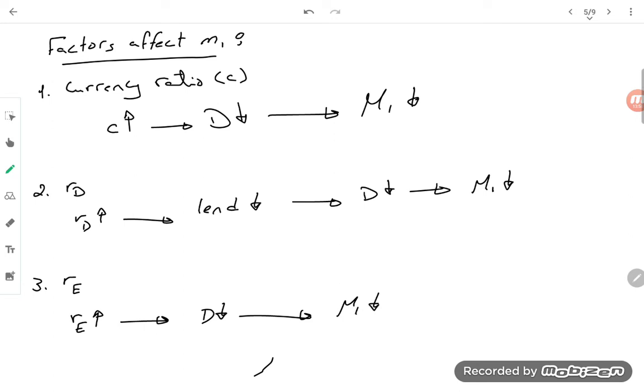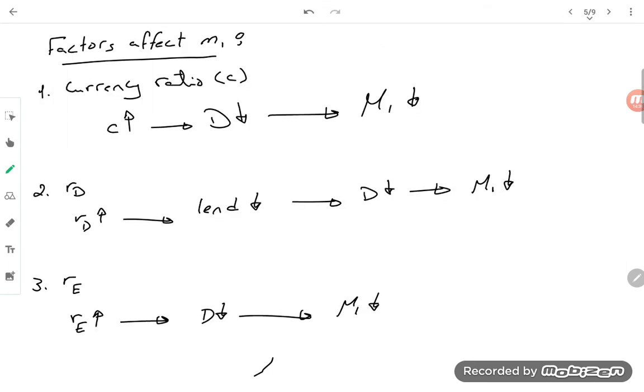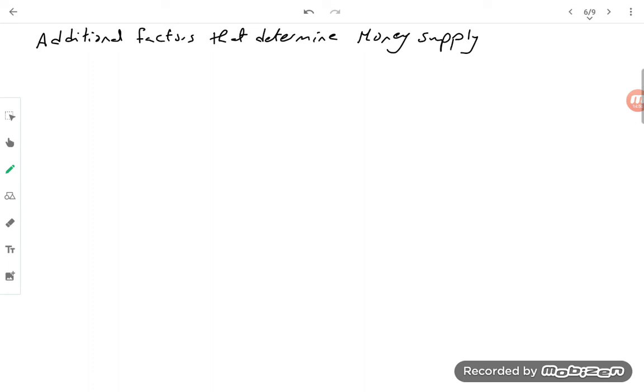So the three factors that affect M1, currency ratio, required reserve ratio and excess reserve ratio, all of them have a negative impact on money supply. When they increase, money supply is going to decrease, and vice versa. There are a number of additional factors that can affect the money supply. The first three factors affect the money multiplier, which will in turn affect money supply. But the additional factors will affect the money supply itself, not the money multiplier.